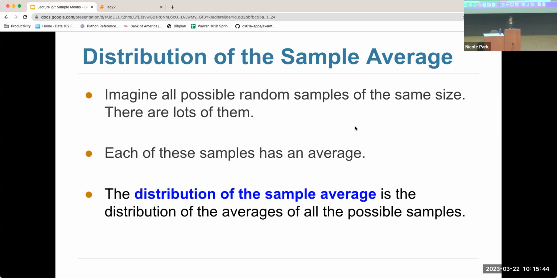The distribution of the sample average is the distribution of the averages of all of the possible samples. When you draw the sample averages distribution, you're not actually going to find every single potential sample that you can take, because there are a lot of different samples, and we'll go over that in the demo today. But what it means is that if you find the averages of all those possible samples, that is going to be the distribution of the sample average. Okay, any questions before we get into the demo?